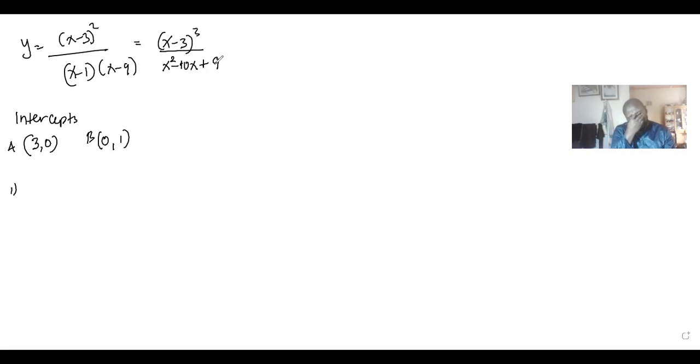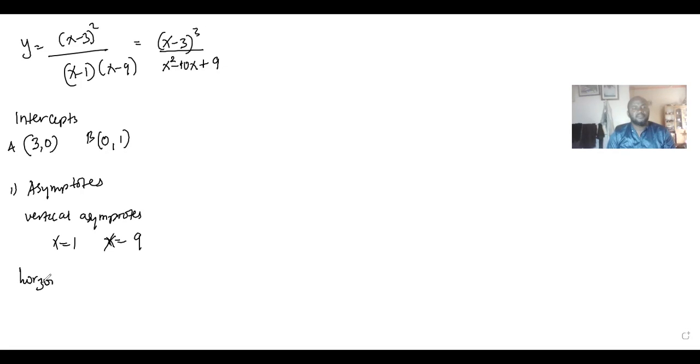Then I'll expect you to give me asymptotes. Vertical asymptotes are? 1 and 9. x is equal to 1 and x is equal to 9. You write them as equations. Don't just say 1 and 9. Horizontal asymptote? y is equal to 1. Very good.